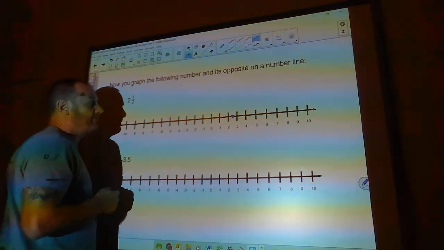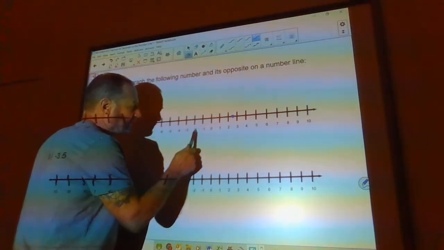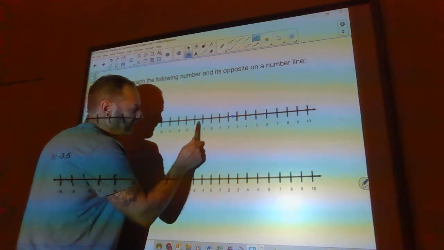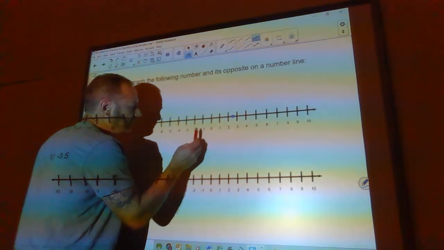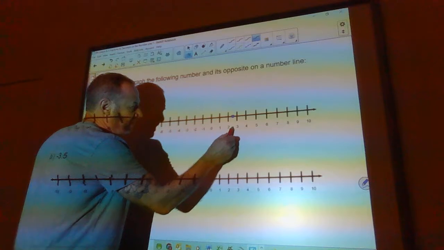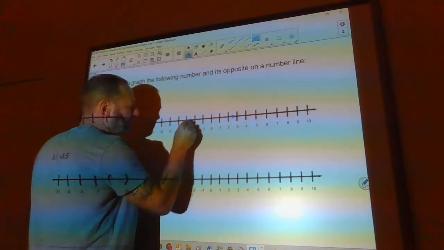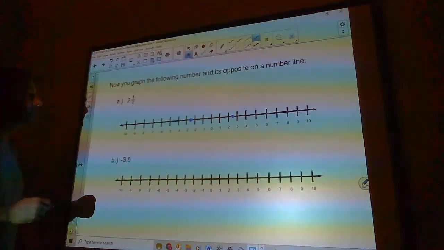So the opposite would be -2.5, and I see a lot of people do this. They go to -2 and then they go a half back this way. Well, that's not -2.5 there. That's -1.5. -2.5, see how 2.5 is between 2 and 3? Well, -2.5 is going to be between -2 and -3, so it's going to be right there.